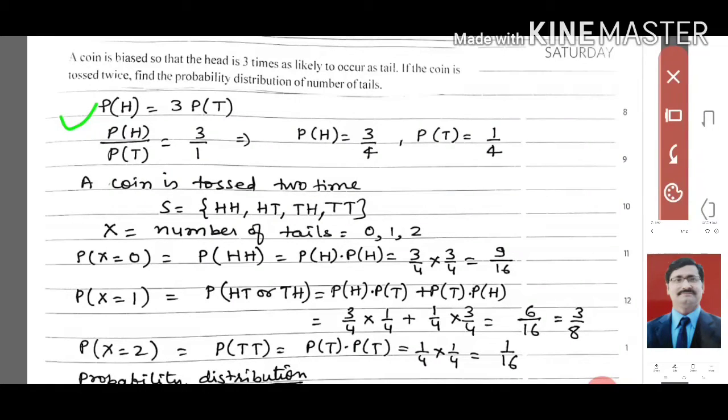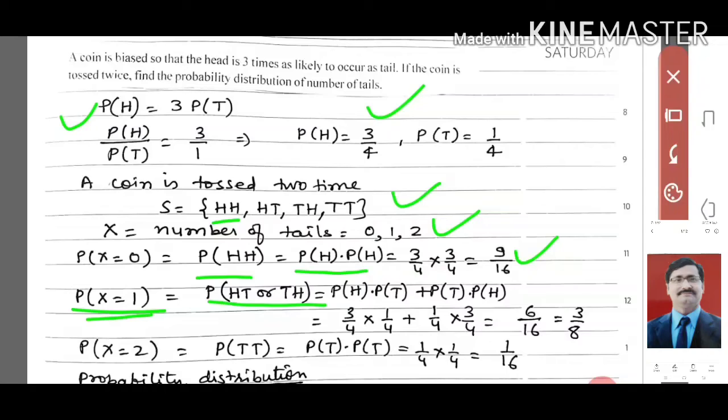And a coin is tossed 2 times, means we get this sample space: HH, HT, TH and TT. Now X is the number of tails. Number of tails may be 0, 1 and 2. Now first case we have P(X=0), means we have no tail, means 2 times we get head. So P(HH) we can write P(H) into P(H), as both events are independent. We already calculated P(H) is 3 by 4, so 3 by 4 into 3 by 4 means 9 by 16.